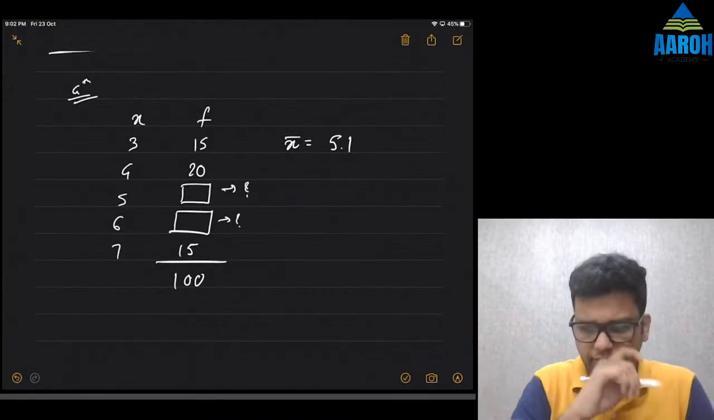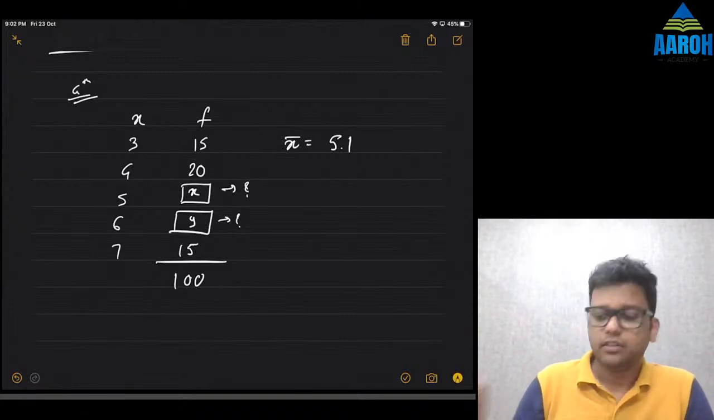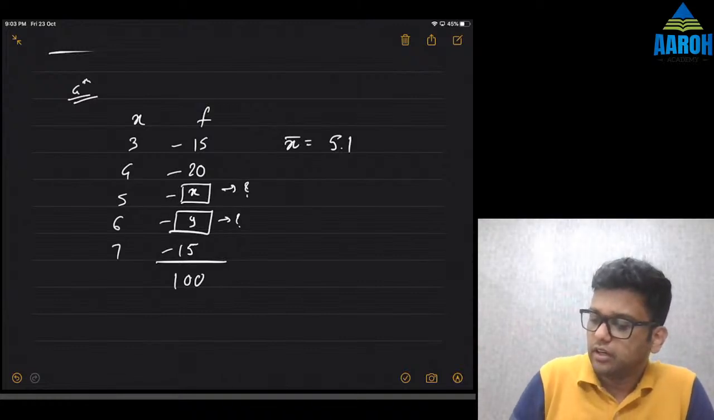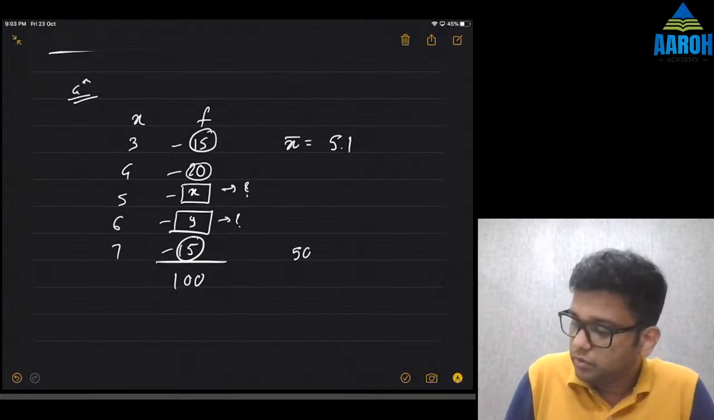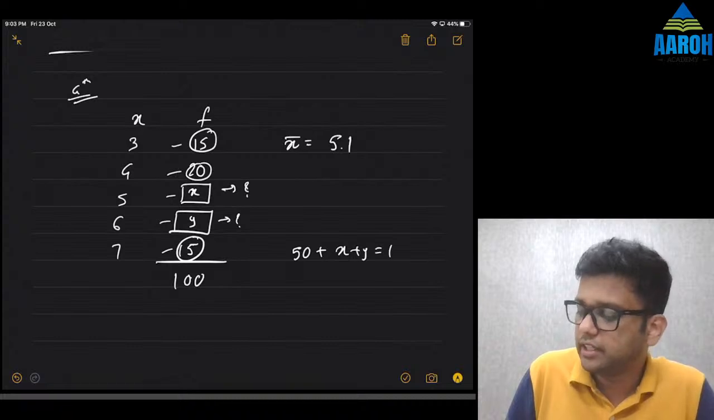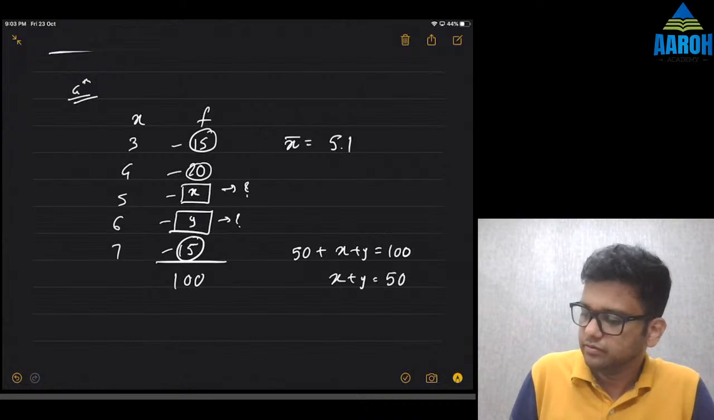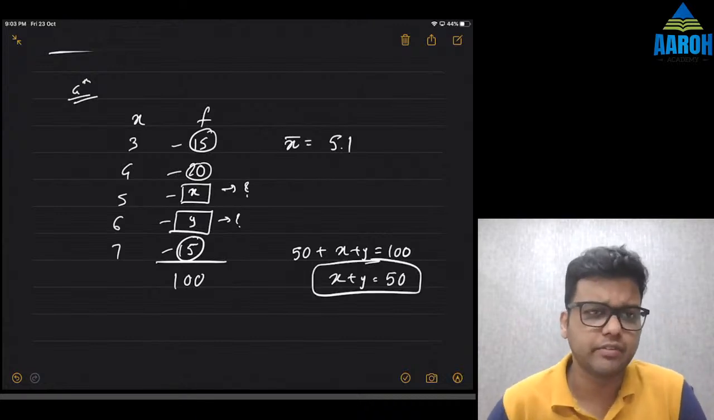We know that the sum of all frequencies is going to be 100. Let's assume the missing values as x and y. So 15 plus 20 plus x plus y plus 15 is equal to 100. 15 plus 20 plus 15 is 50, so 50 plus x plus y is 100. That means x plus y is 50. This is one of the equations that we have got.